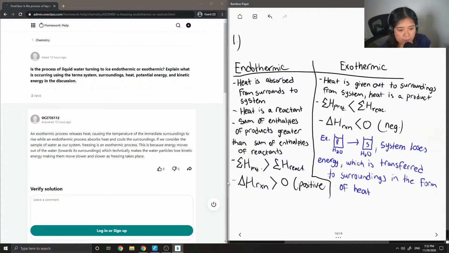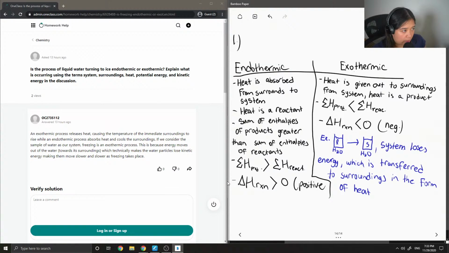So if we think about the opposite of this reaction, turning ice into liquid water, in order to melt the water, heat needs to be added. So that's why solid ice melting is an endothermic reaction, because heat is a reactant. But in this case, when you have liquid turning into ice, that energy loss is transferred to the surroundings in the form of heat.